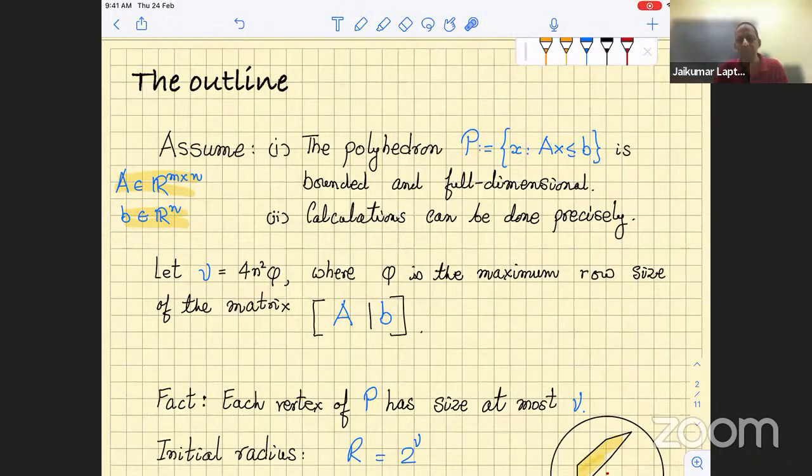Essentially what we are going to say is that if you're given a polyhedron and it is not bounded, we will be able to cut it off and make it bounded. And if it is not full dimensional, that is, it's lying on some strict subspace of the original space, then we'll be able to slightly fatten it. And of course, we need to guard against the problems that can arise from fattening. So we'll see about that.